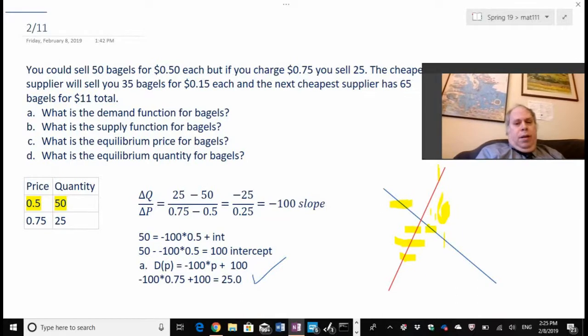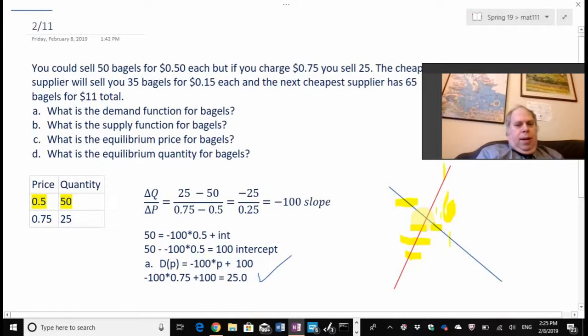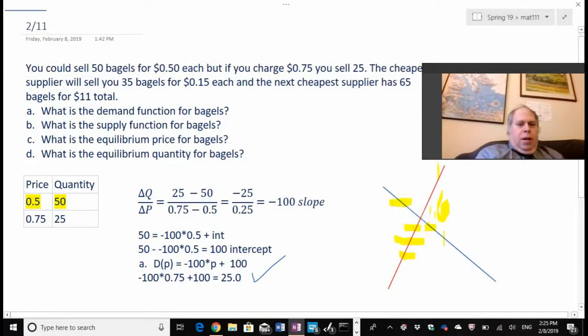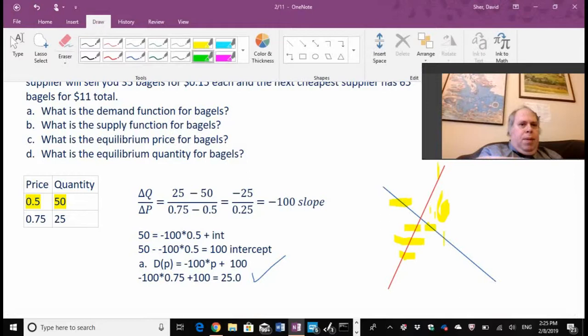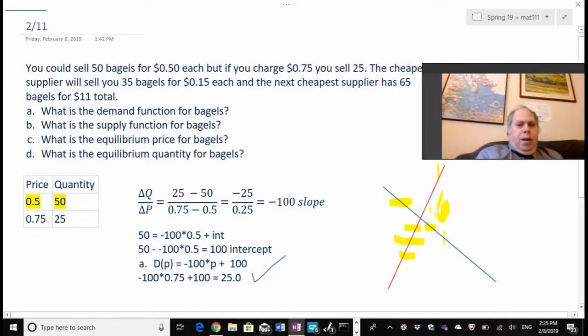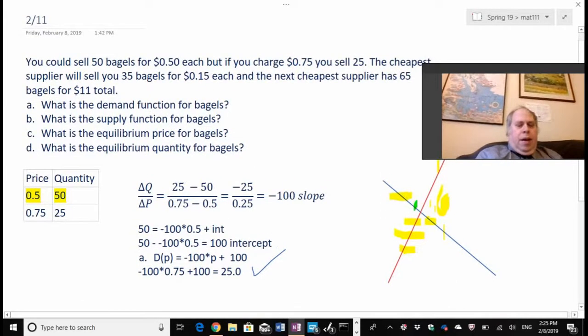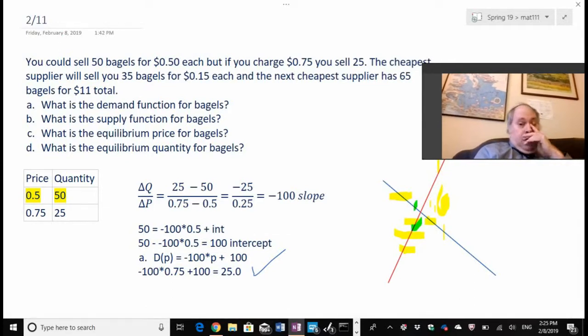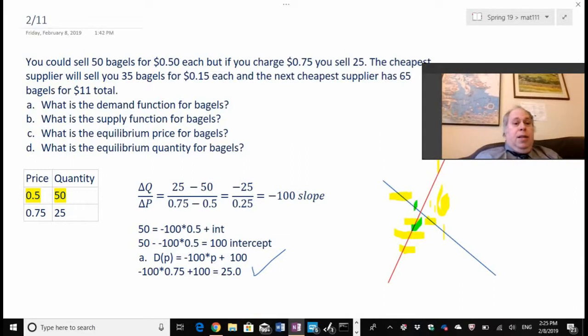So someone will come along and say, okay, there are people who want bagels. I'll make a little more money by charging this much. And then I'll be able to afford to buy that many bagels. So there's a lot of pressure to go to the intersection point.